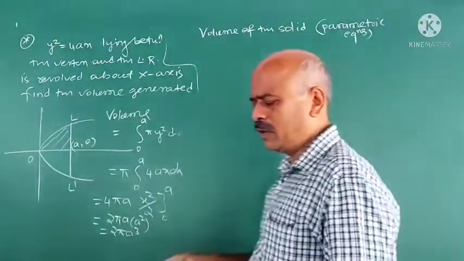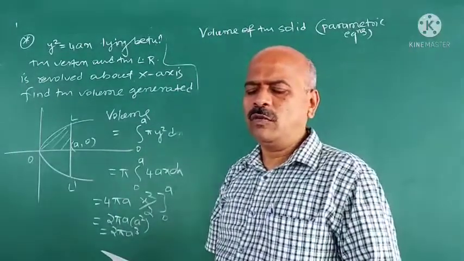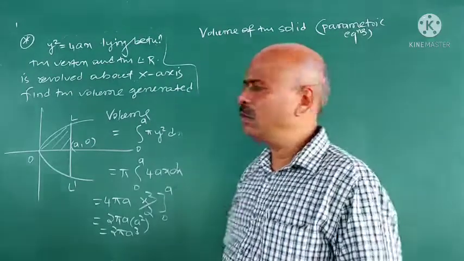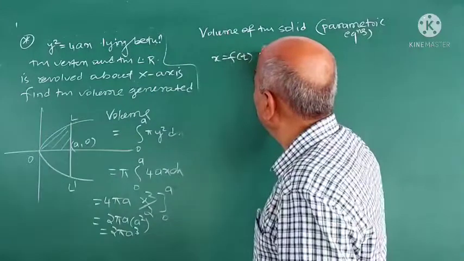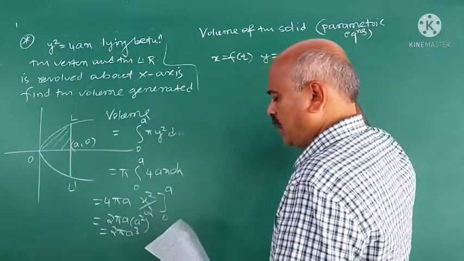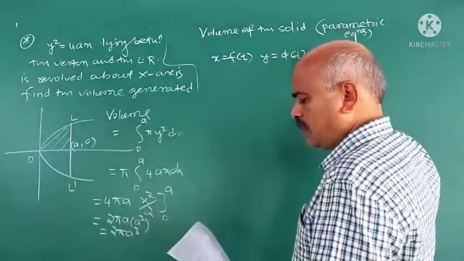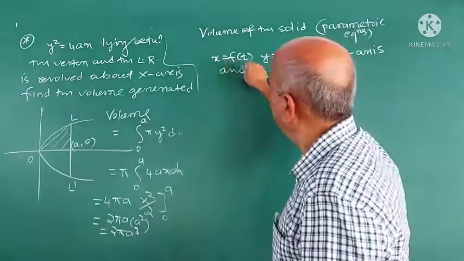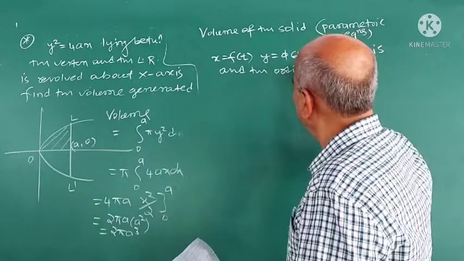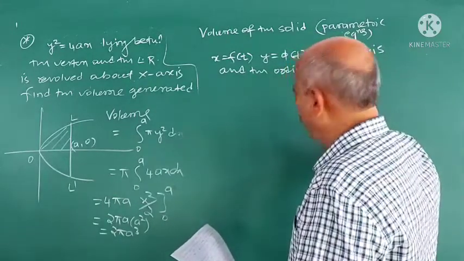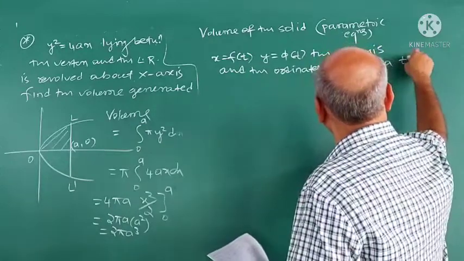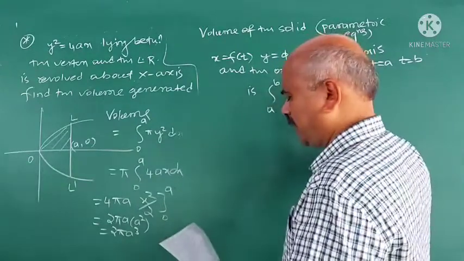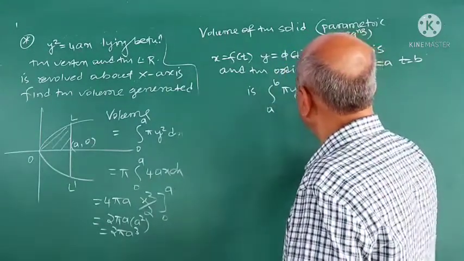First take the formula. The volume of the solid generated by revolution about the x-axis of the area bounded by the curve x is equal to f of t, y is equal to phi of t, the x-axis and the ordinates where t is equal to a, t is equal to b, is integral a to b of pi y square dx by dt dt.